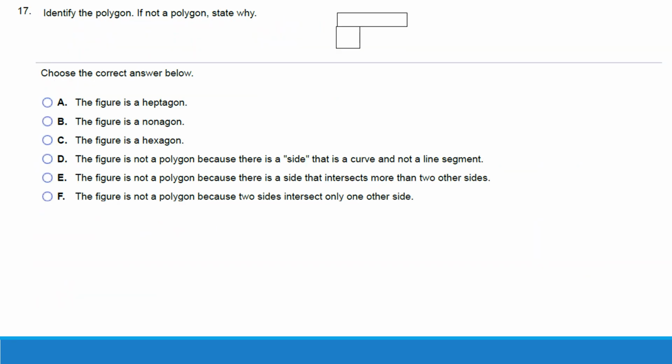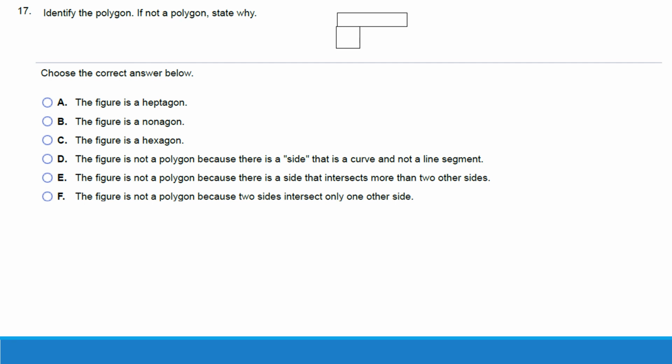Number 17 says, identify the polygon. If it's not a polygon, state why. If you recall, there are three conditions in order for a figure to qualify as a polygon. First, it must be a plane figure formed by three or more line segments, which are called sides. Sides that have a common endpoint must be non-collinear. And lastly, each side intersects exactly two other sides, but only at their endpoints.